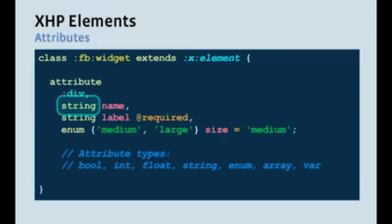Here we have string, but the other ones available are bool, int, float, enum, array, and var is a kind of catch-all. And you can always declare an object type as well, just like a PHP function or method. You can set which attributes are required on the object, and then you can give default values to any attribute.